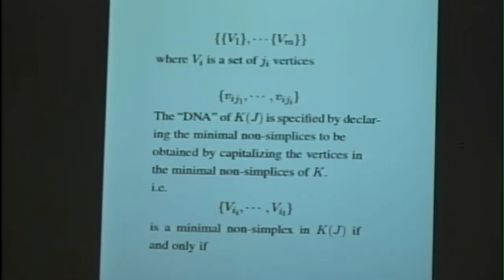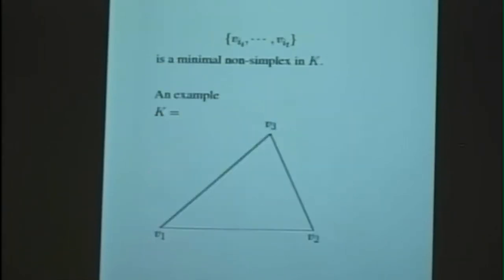Now I've got to give you the DNA, which is to say the minimal non-faces. Well, all you do is capitalize the minimal non-faces, which have the little v's. You capitalize the v's to form the minimal non-faces in the new complex. Specifically, all of the minimal non-faces are given by such a set of vertices if and only if, same subscripts, this was a minimal non-face in the original simplicial complex. So here's an example.